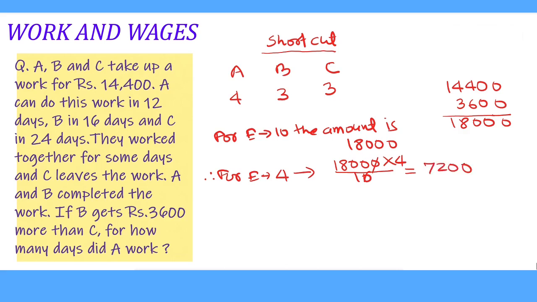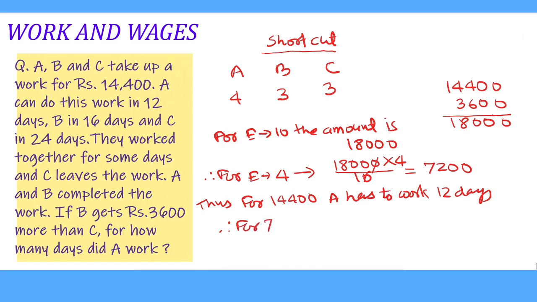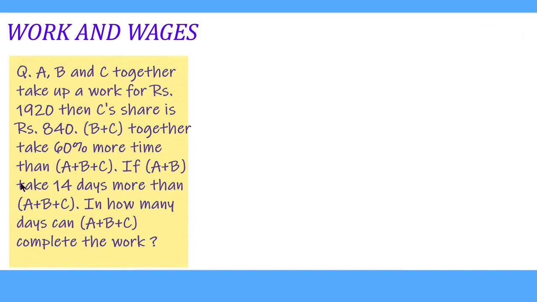So A's share will be 7,200, and we have to calculate the number of days A has worked. For 14,400, A has to work for 12 days. Therefore, for 7,200, it is 12 multiplied by 7,200 upon 14,400, and 7,200 cancels 14,400 for 2 times, and 2 cancels 12 for 6 times. This is equal to 6 days. This way we can solve the question by the shortcut method. We go to the next question.